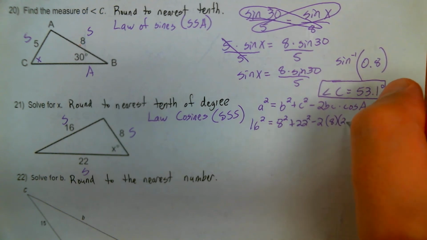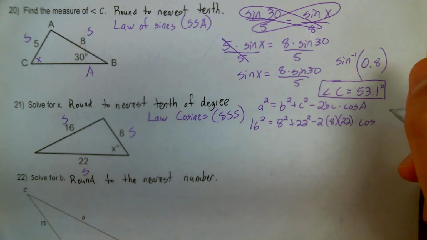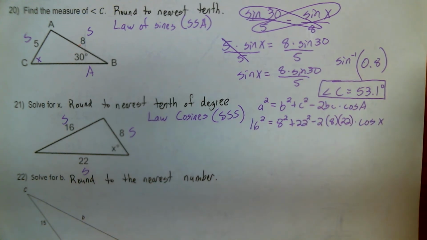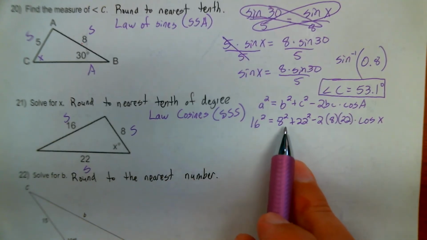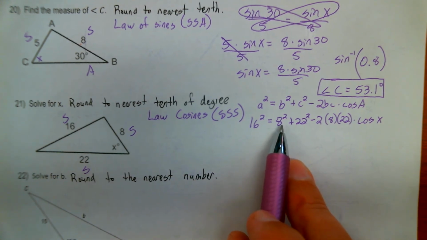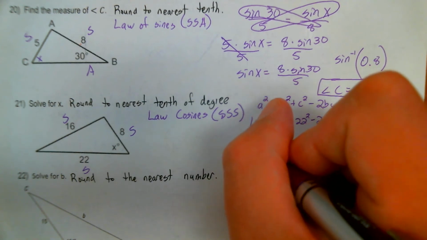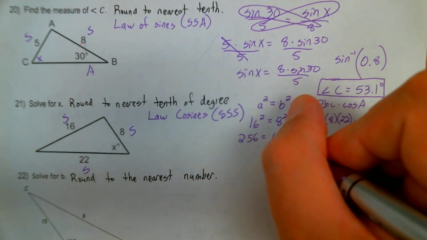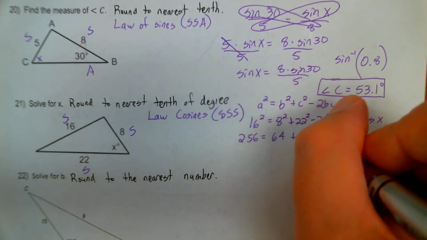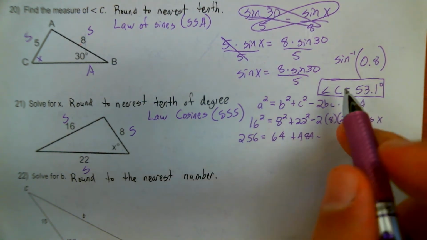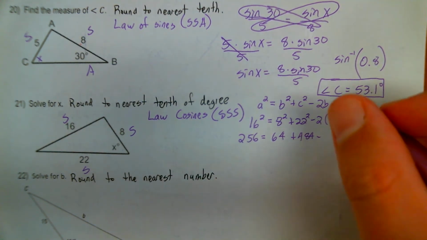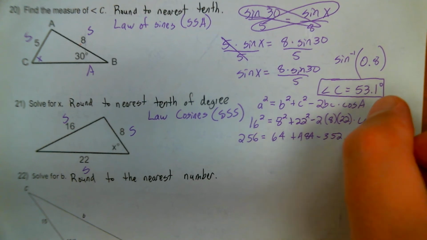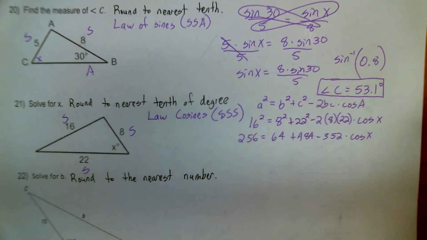8 times 22 times the cosine of my angle, which is X, cosine of X. Okay, let's go ahead and simplify all this. So we plug this into our calculator. This is going to come out to be 256 equals 64 plus 484 minus 2 times 8 times 22 is 352 times the cosine of X.